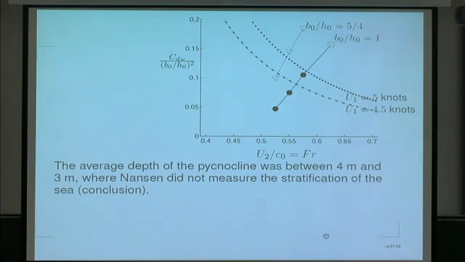So we conclude regarding the drift or the speed of FRAM. We can conclude that the pycnocline in that situation was between 4 and 3 meters. But Nansen did not measure that quantity. So this is the conclusion of this particular investigation, which is taken down in a separate paper.